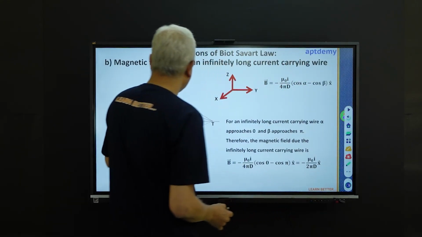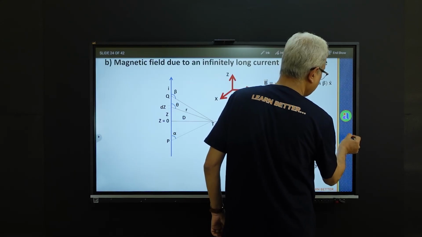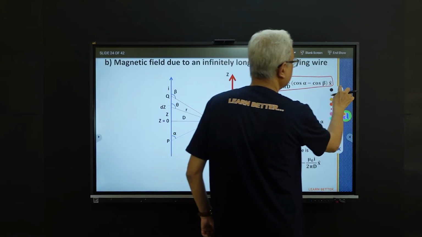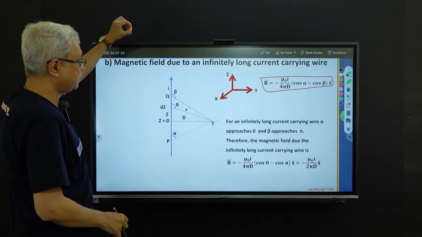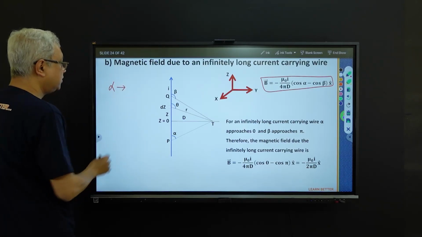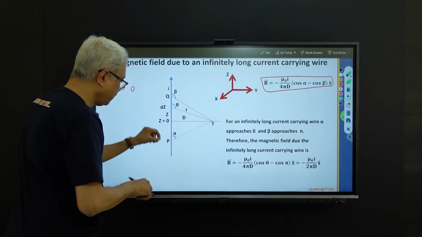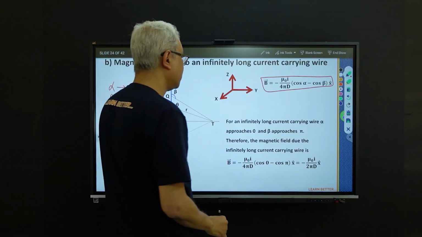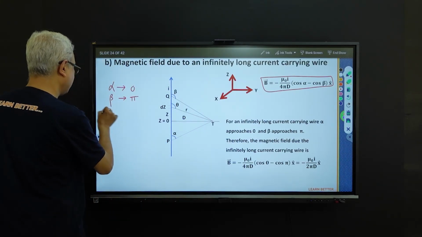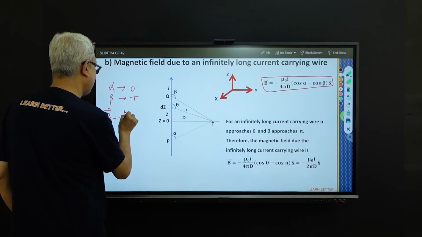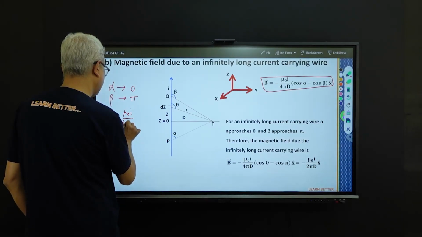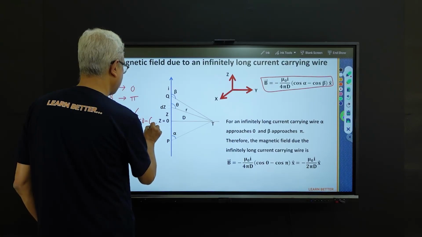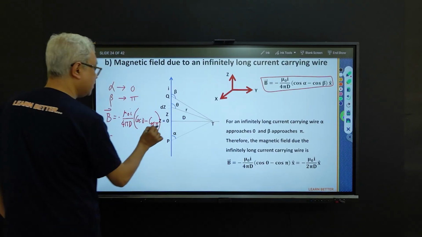Now if you apply this formula for the case of an infinitely long current carrying conductor, then what happens? If the current carrying conductor is of infinite length, then alpha approaches 0, because if you bring the point P infinitely downward, then alpha approaches 0 and beta approaches pi. Therefore B becomes minus mu naught I by 4 pi d, cos 0 minus cos pi, into x cap.